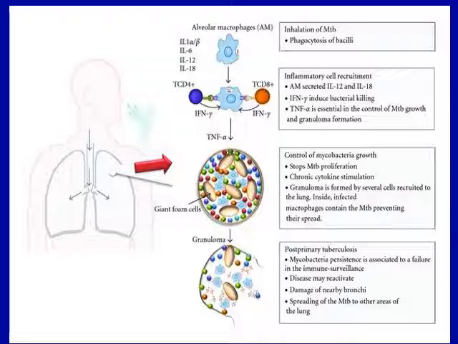This diagram illustrates the pathogenesis of tuberculosis. First, the TB bacilli are inhaled. They go to the trachea, bronchi, and reach the alveoli. In the alveoli there is phagocytosis of the bacilli by alveolar macrophages. The alveolar macrophage phagocytoses the bacilli, and it also secretes interleukin 12 and 18.